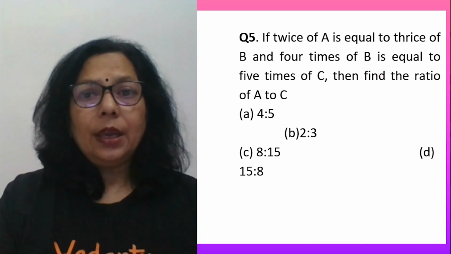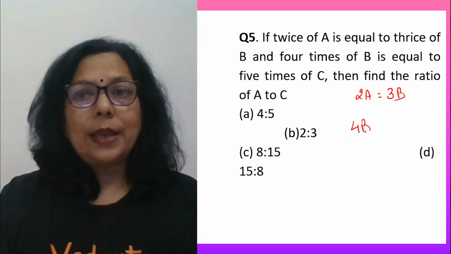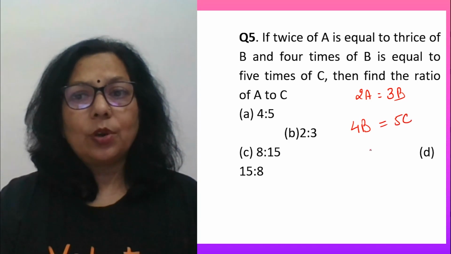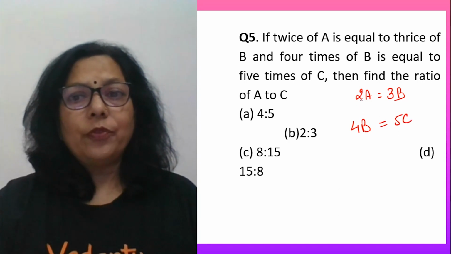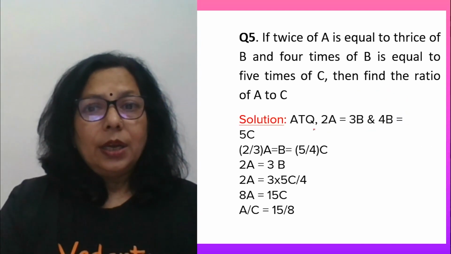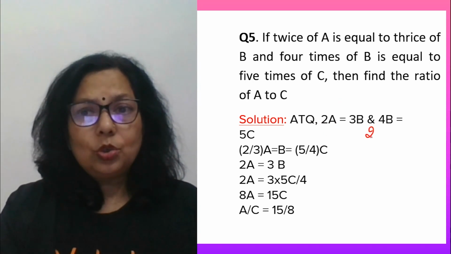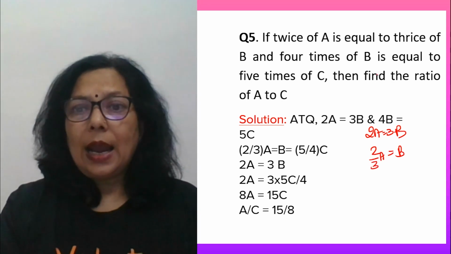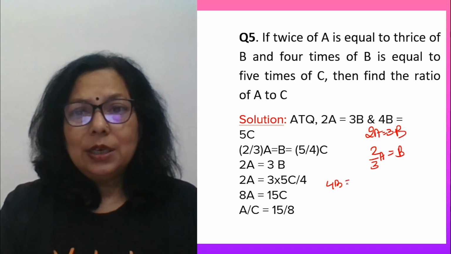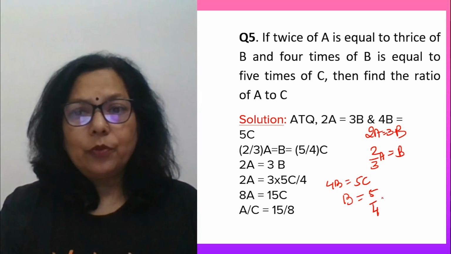Next, if twice of A is equal to thrice of B and 4 times of B is equal to 5 times of C, find the ratio of A is to C. Now how to proceed? Let's see. It is given in the question 2A is equal to 3B. So when 2A is equal to 3B, B is equal to 2 upon 3A. And when 4B is equal to 5C, then B is equal to 5 upon 4C.